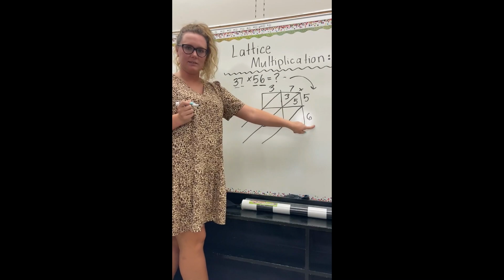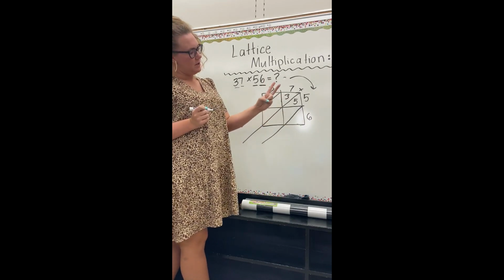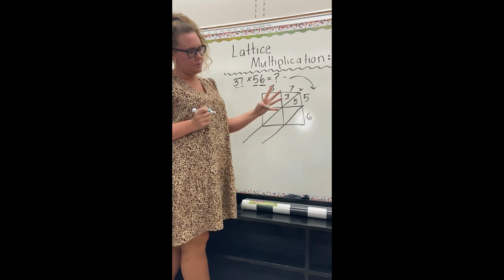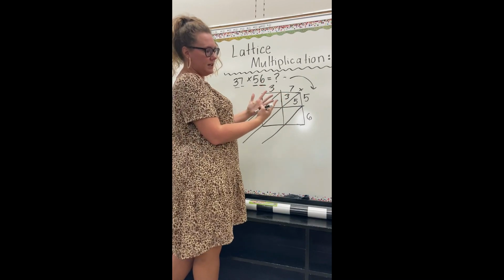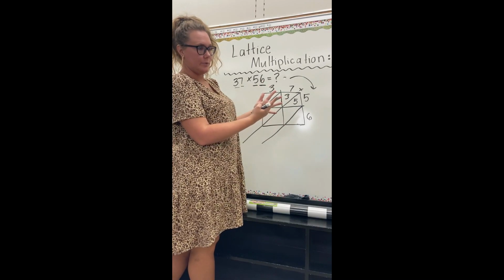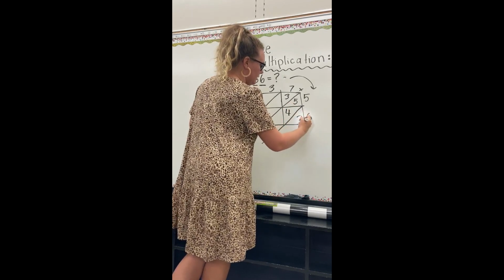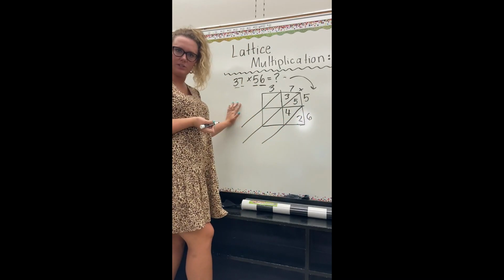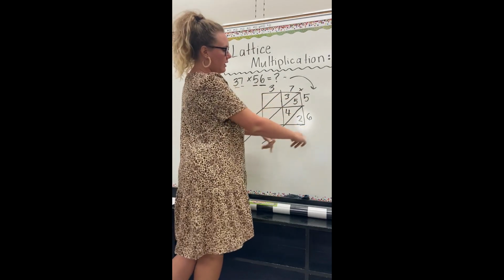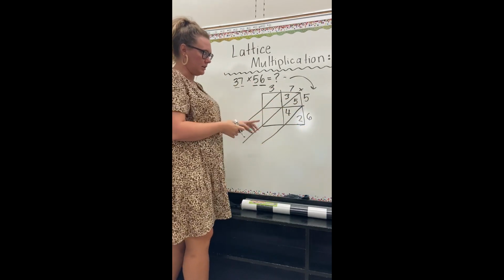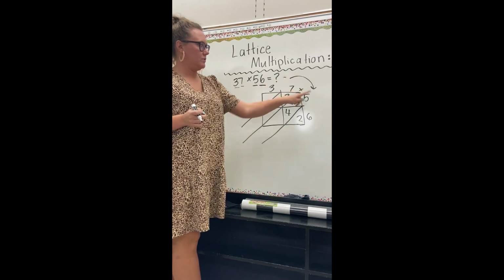7 times 6. Well, 6, 12, 18, 24, 30, 36, 42. 1 digit in each little slot. Now, I'm done with this whole column. Now I'm going to move to this whole column. 3, I'm still going this way.